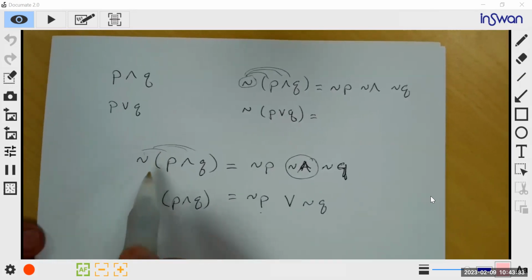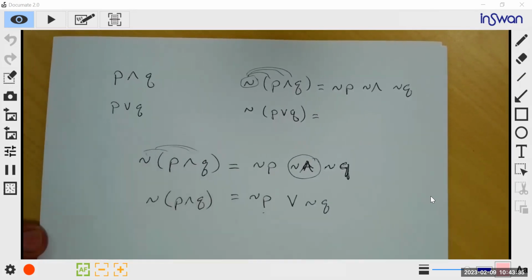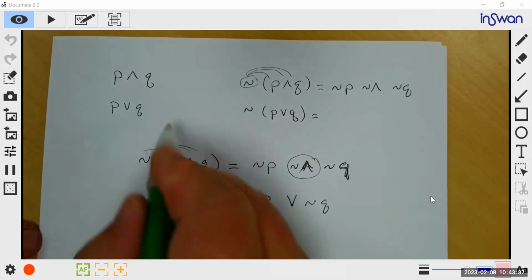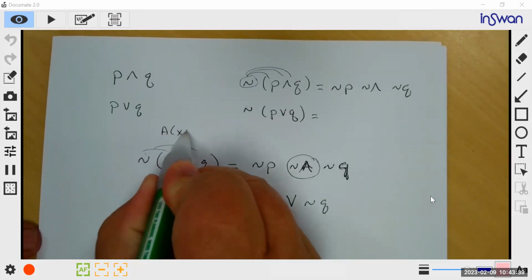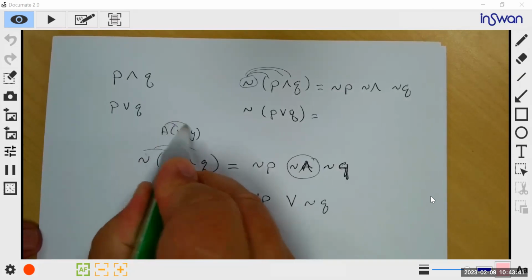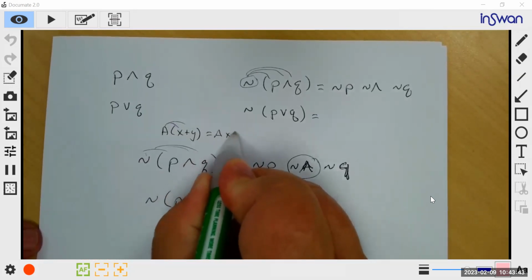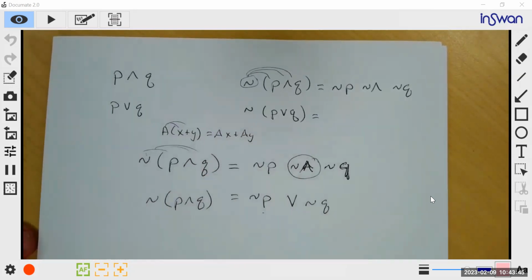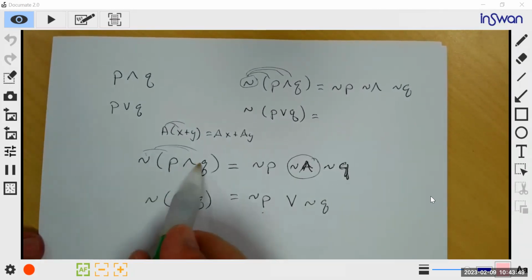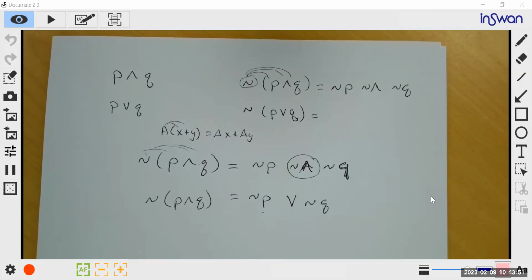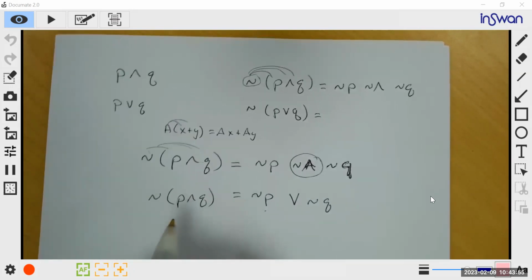Because this is what we have in mathematics, the distributive property. Whatever's in front, in mathematics, we have this rule, the distributive rule. You do the same thing here. Let's test it.